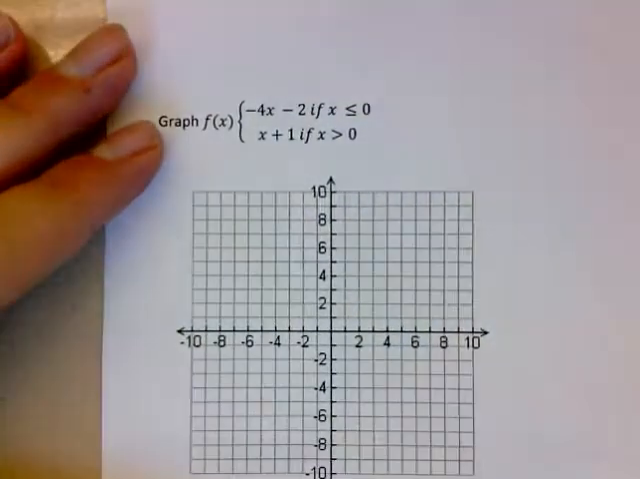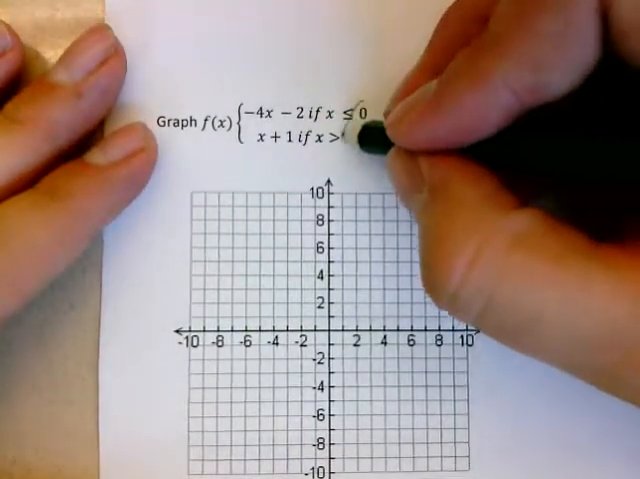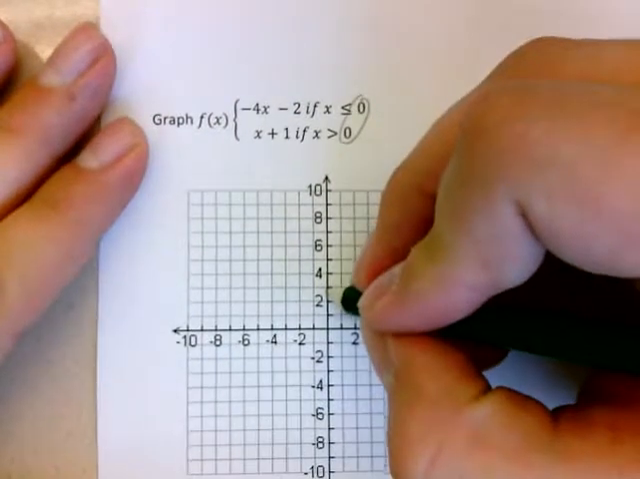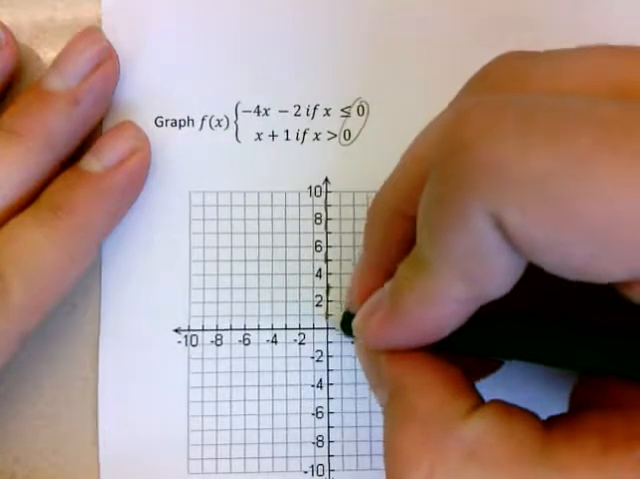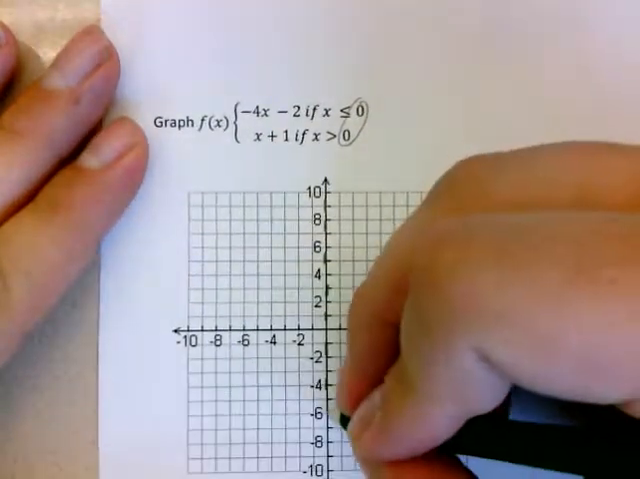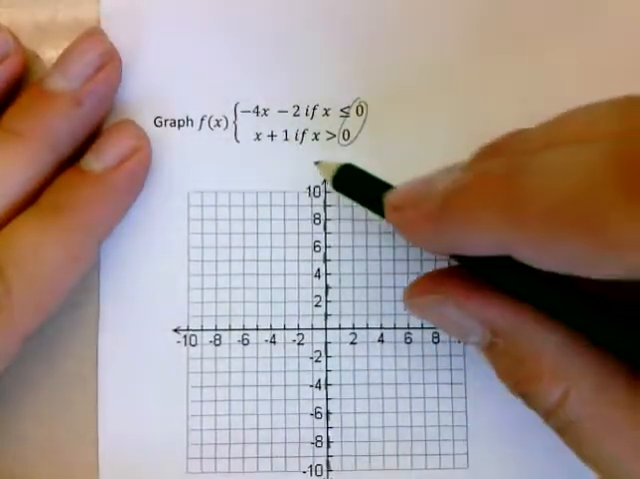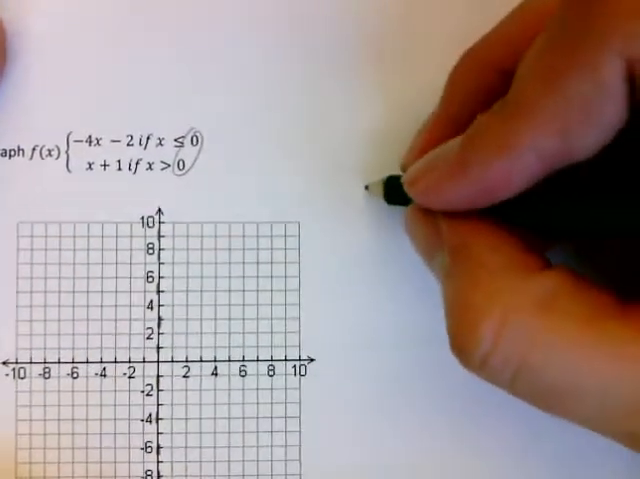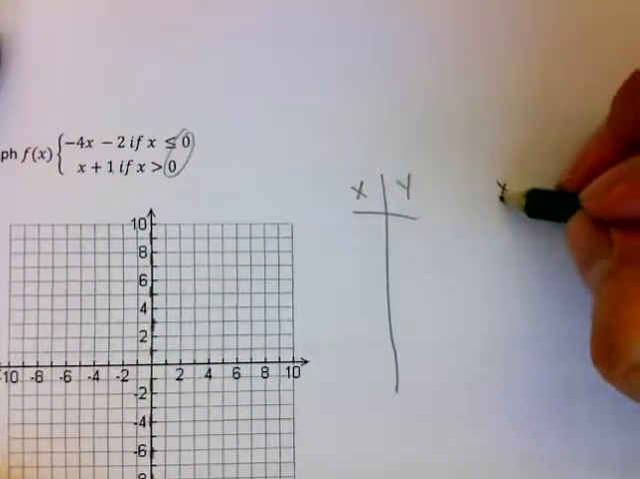Okay, so let's try another one. Once again, we're going to make two t-charts. Our line of change, once again, is where x is 0. So it's along this y-axis. This is our line of change. So we have our x, y t-charts.